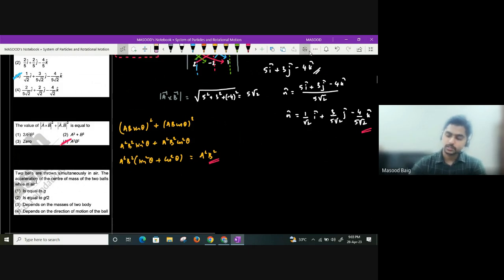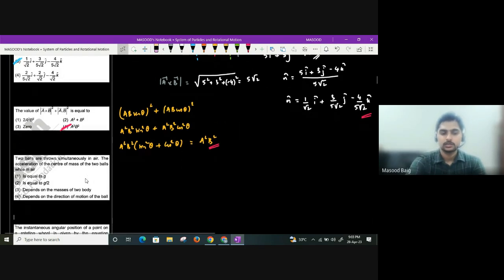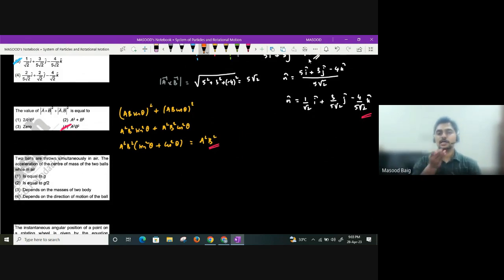Two balls are thrown simultaneously in air. The acceleration of center of mass of the two balls while in air. Right. Two balls have been thrown, guys. Now they have not given anything related to masses. Whenever you are throwing any object in air, will it be moving under the effect of gravity? Yes. So if you take first mass, it will move under the effect of gravity. g will act always vertically downwards. a2 will also act g minus j cap, always vertically downwards.